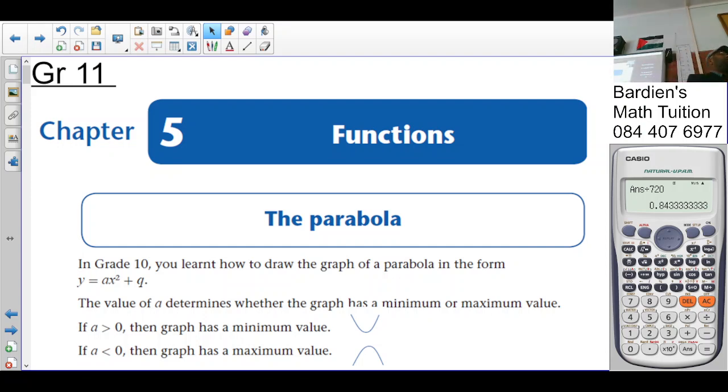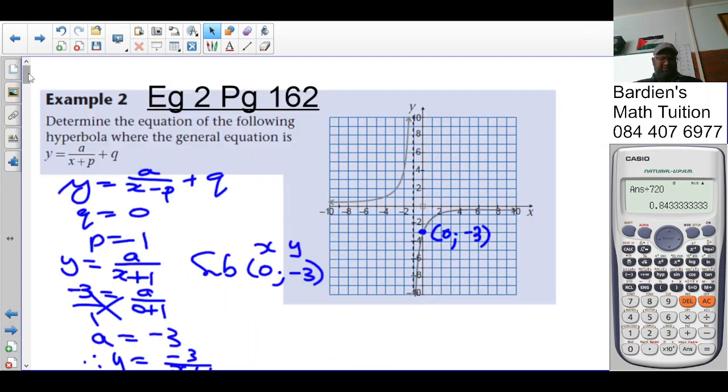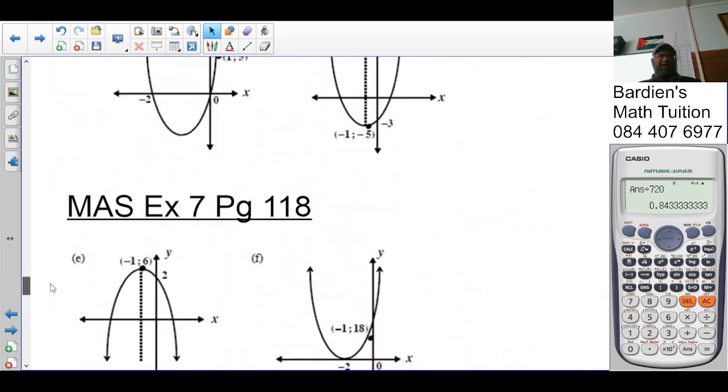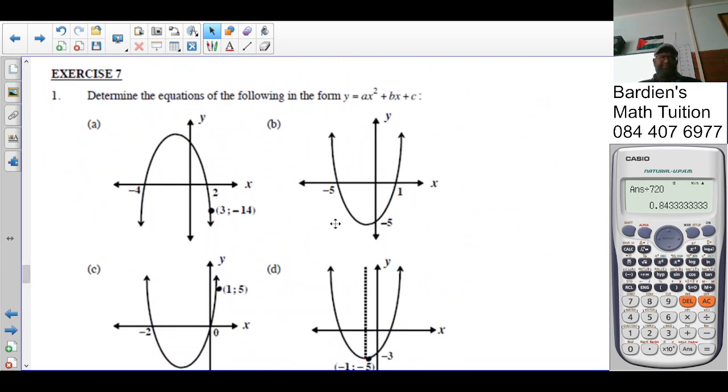Okay, good afternoon class. So we're busy with functions. You had some homework as per usual. So you had to do exercise 7, and this was on page 108. Right, what's the first problem?